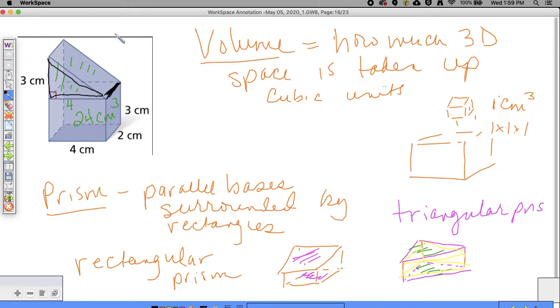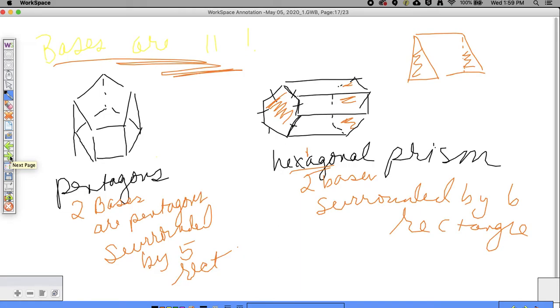And again, the area of a triangle, so my volume is going to be 1/2 times 3 times 4 times 2, and that is going to be 12 cubic centimeters. So therefore, the total volume is going to be 36 cubic centimeters. You got it, okay?